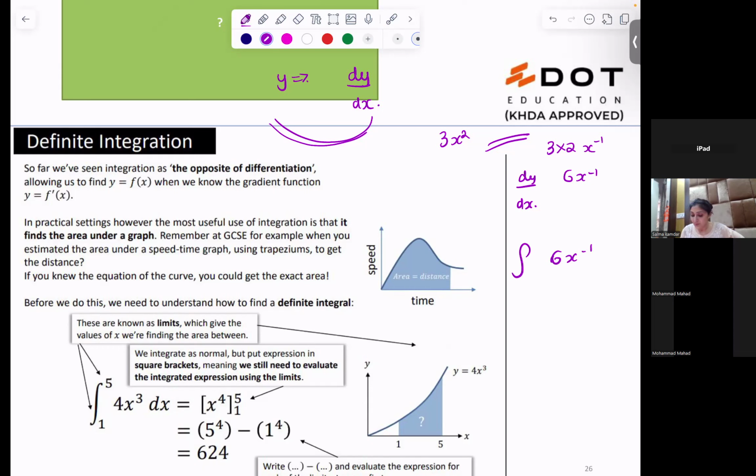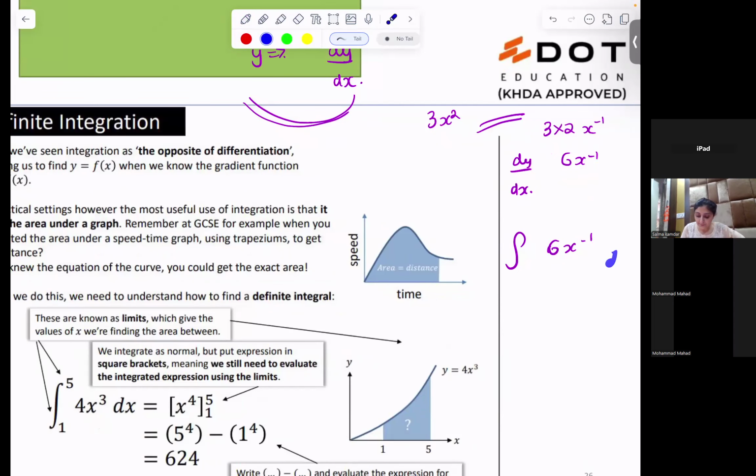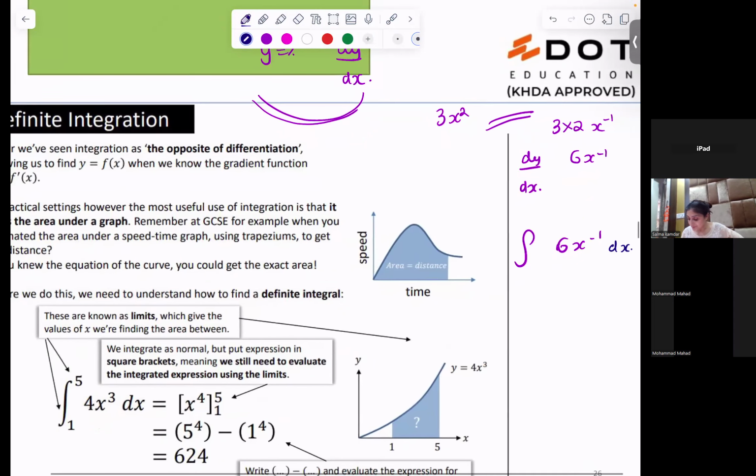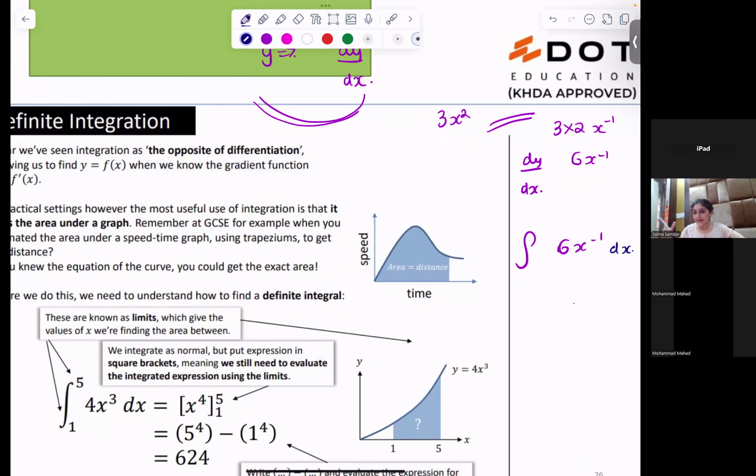So we write it as integrating the derivative, and what do we write next to it? With respect to x. So how do we do it? First we decide whether it is in the indices form or not. After that we add 1.